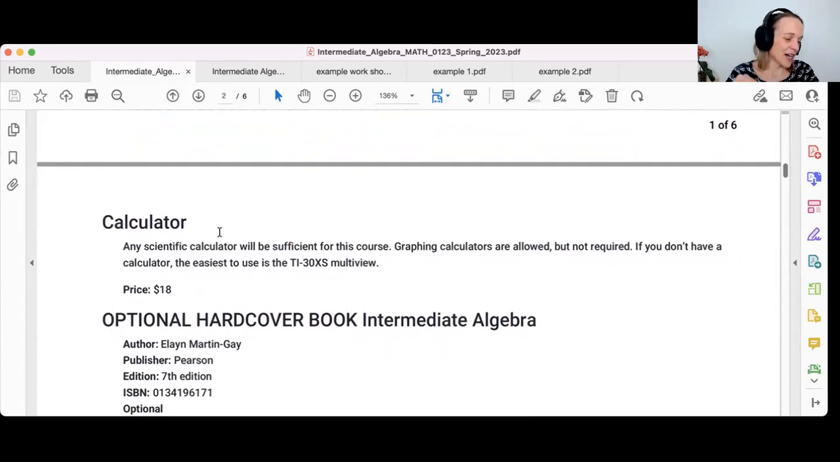The calculator that I use, since this is a math class, it is good to have a calculator. The calculator I use is a TI-82 just because my grocery store sells TI 82, but any scientific calculator is fine. The TI 30XS multi-view is very easy to use straight out of the box. It's only $18, so that's the one I recommend if you don't have a calculator yet.